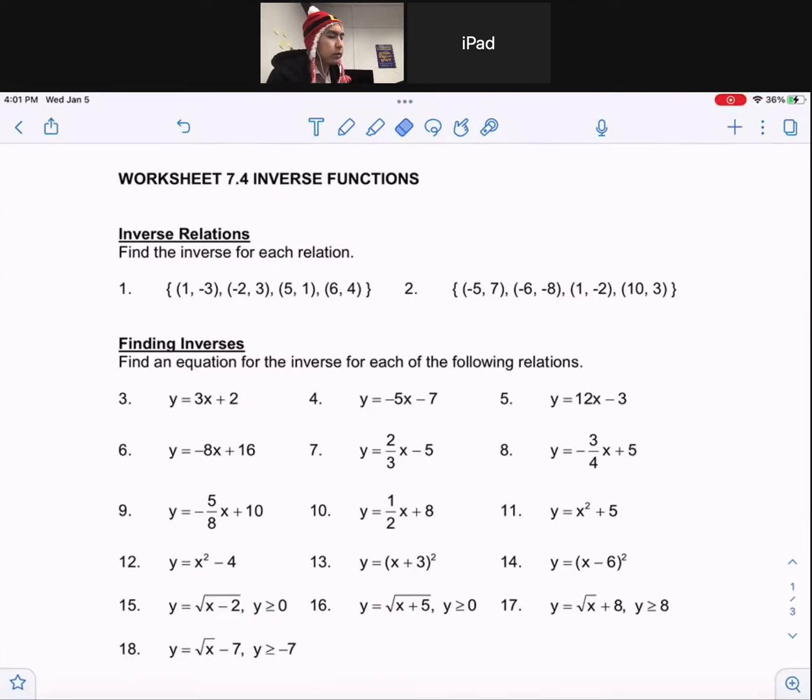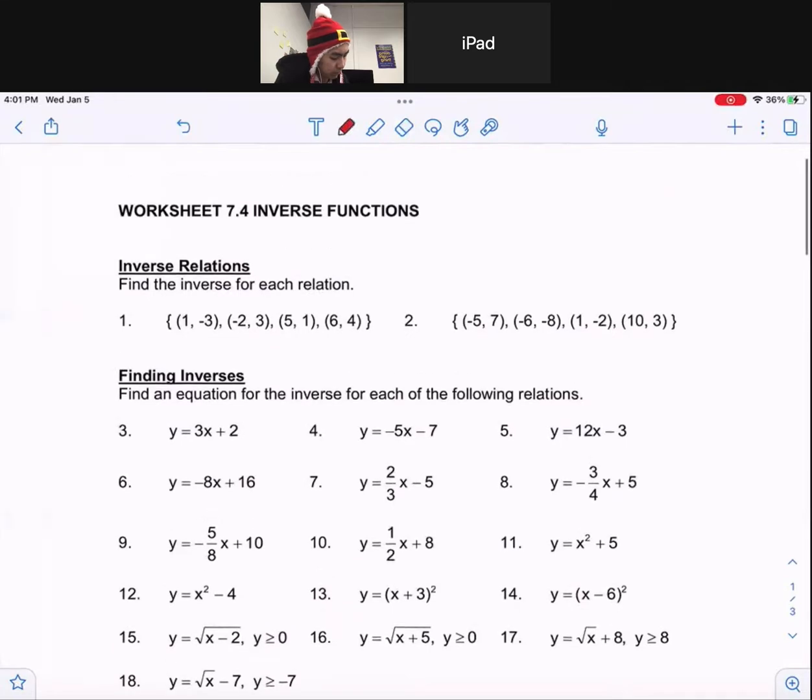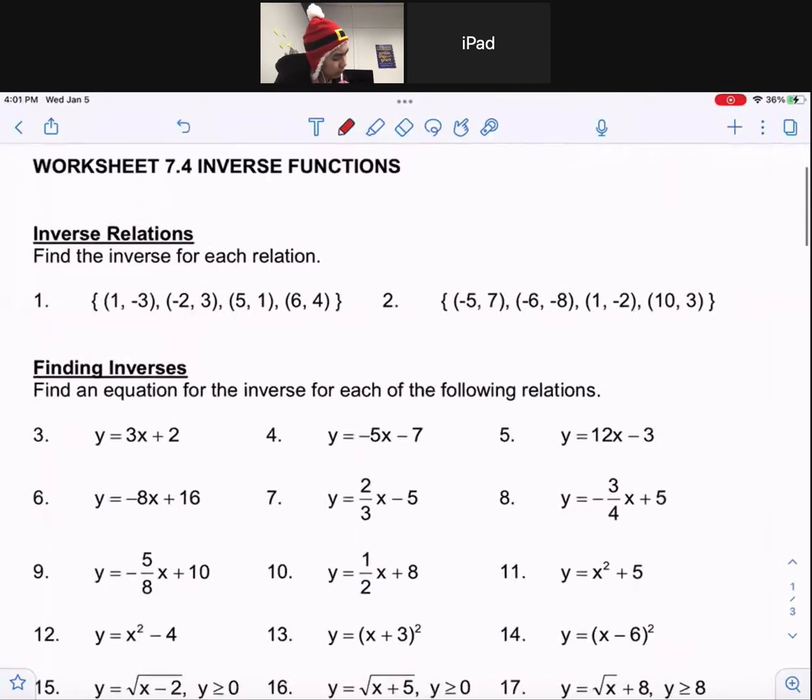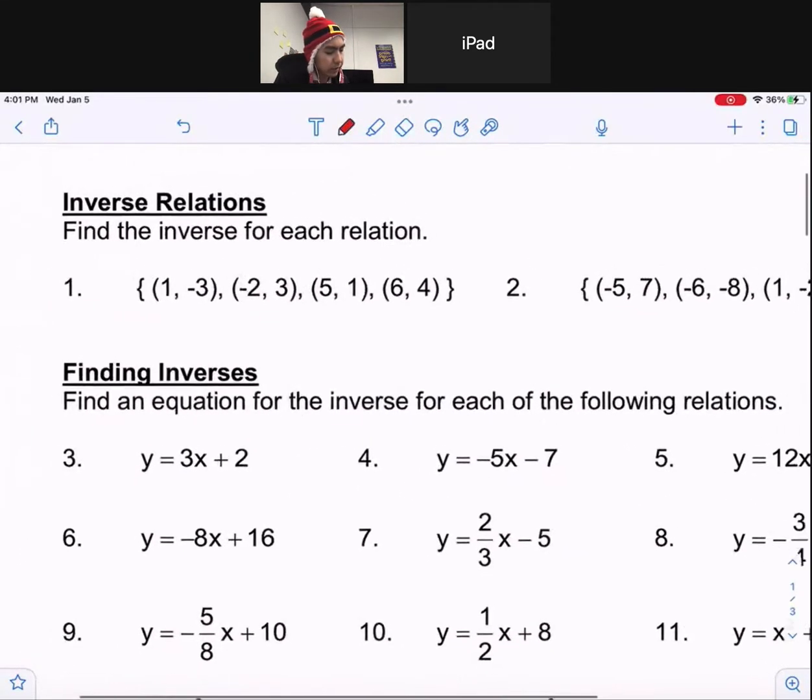Hey guys, so here's a homework assignment for you that has to do with inverse functions. Let's take a look at the first one together. We have to find the inverse for each relation.